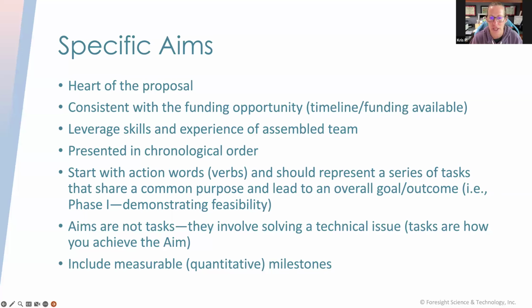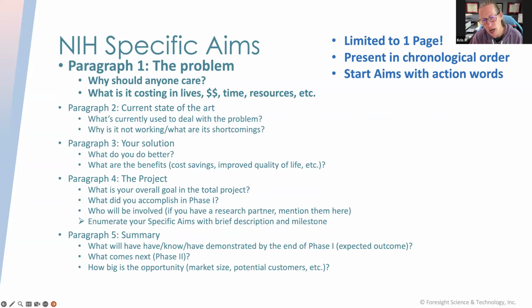And they have to involve something technical. So for example, we never have a specific aim being file an IND or a pre-sub to the FDA, because that's not technical in nature. That can be a milestone associated with a specific aim, but that in itself is not a specific aim. And you want to include measurable or quantitative milestones for as many aims as you can. Not always possible, but we need to at least have 1 or 2 aims that have that quantifiable metric. Typically, the last aim does. So specific aims are limited to 1 page, presented in chronological order, and start with action words.